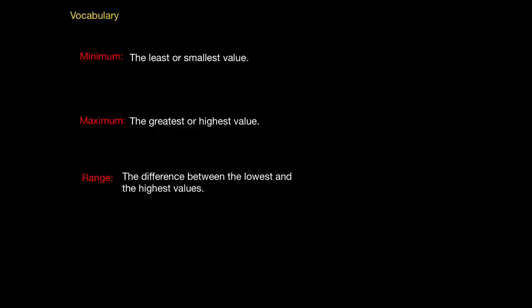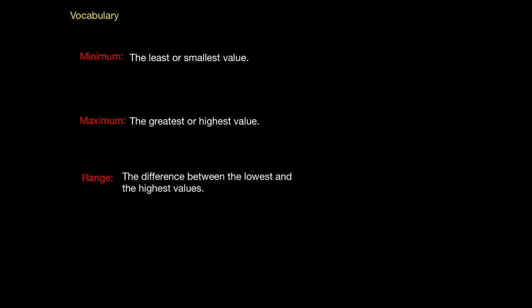Let's go over some vocabulary very quickly. They're very self-explanatory, or well, at least the first two are. The minimum is the least or the smallest value, while the maximum is the greatest or the highest value. To get the range, we're going to get the difference between the lowest and the highest value. Basically, we're going to subtract the minimum from the maximum.